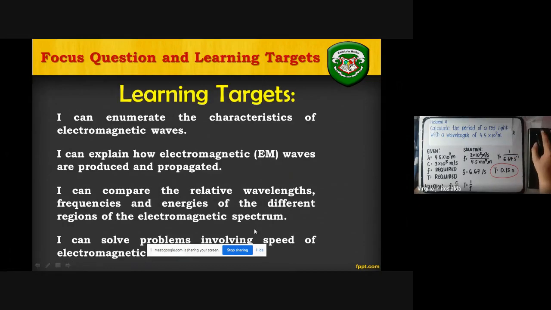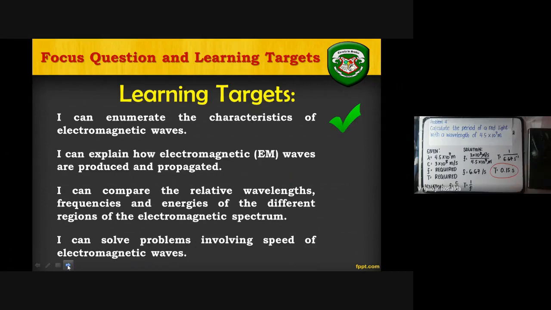Okay. For our focus question, I just want to ask if we are able to enumerate the characteristics of electromagnetic wave. I believe we enumerated it. Ano yon? We have radio waves. We have microwaves. We have infrared rays. Or we have infrared waves. We have visible light. We have ultraviolet rays. We have X-rays. And the last one is the gamma ray.